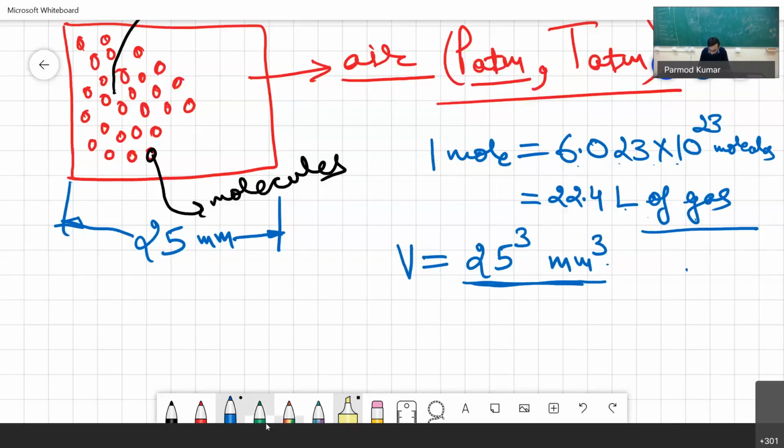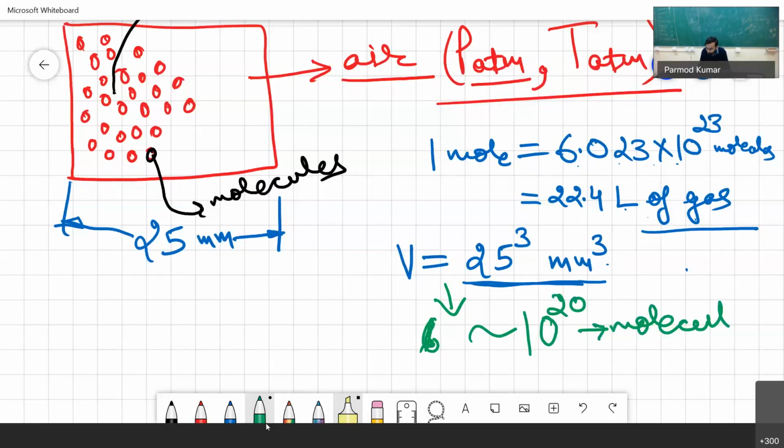So if you try to do so, you will find that corresponding to a 25 mm cube, in terms of order, we will be having something around 10^20 molecules within our system.